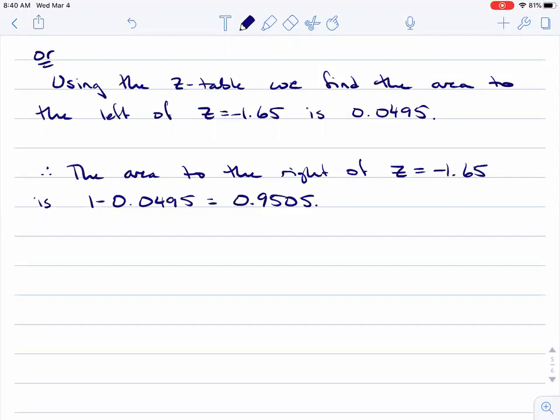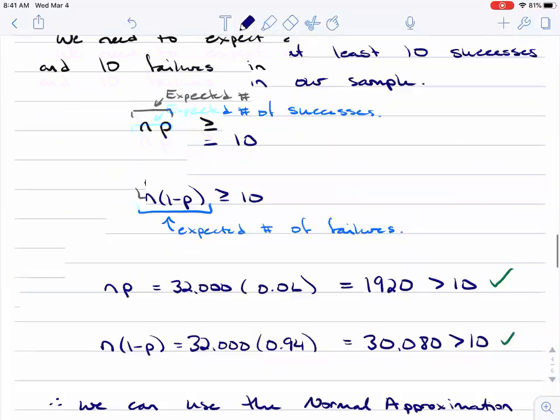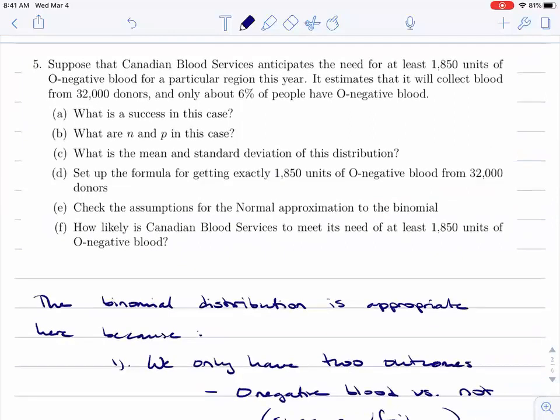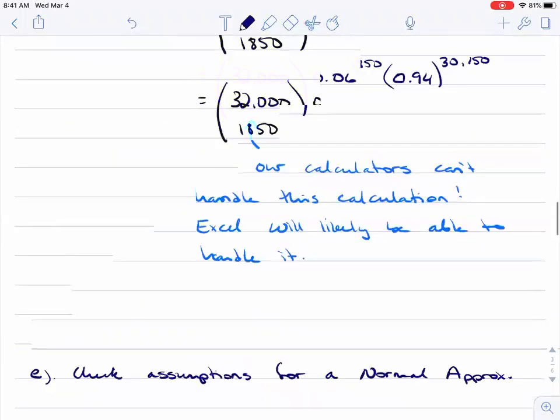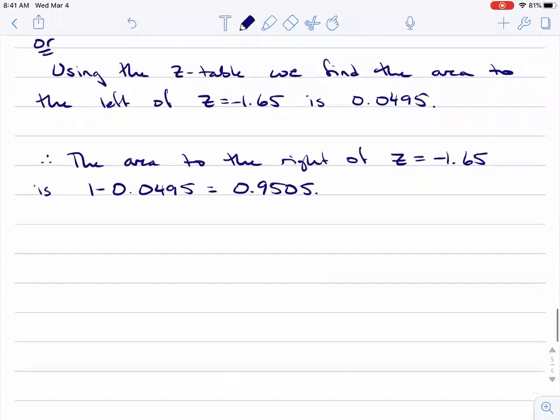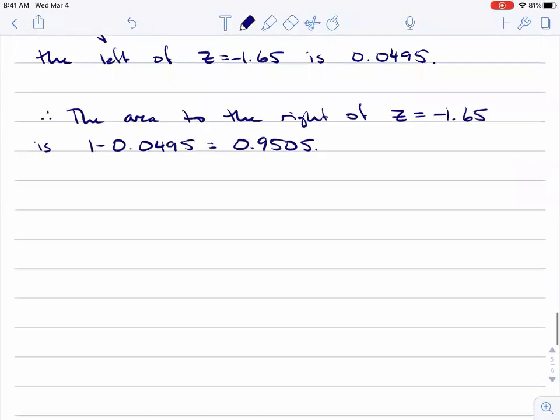We always want to talk about this in terms of the question that we're trying to answer, right? And so the question was, how likely is Canadian Blood Services to meet its need of at least 1,850 units of O-negative blood? The probability that they'll meet their need of 1,850 units of blood is 0.9505 or 95.05%, right? Depending on how you like to word it.